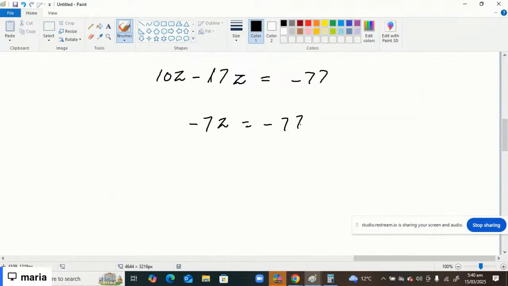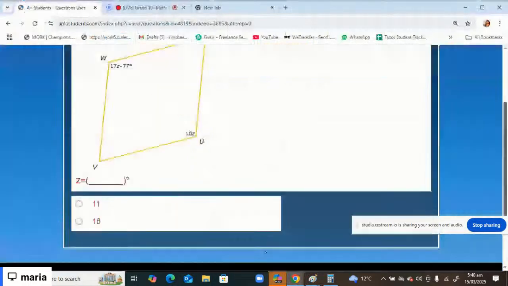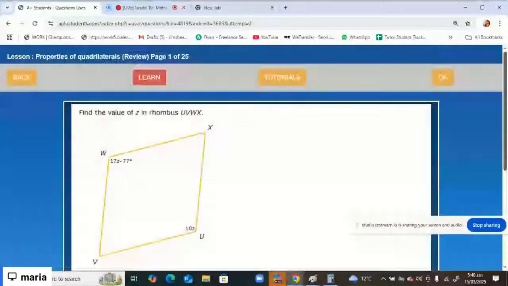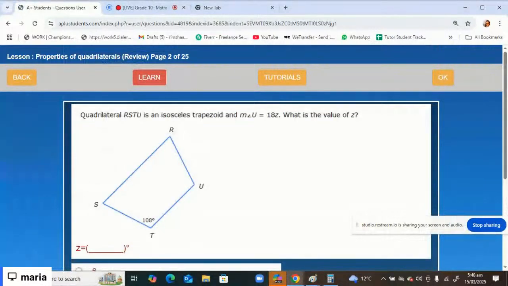Dividing both sides by minus 7, this should be cancelled. Z is left. And this should be 7 times 11, this is minus 77. Minus, minus also cancel. This is plus 11. Let's see, is there any 11 here? Yeah, it's here. So let's go with it. So this is the right answer.